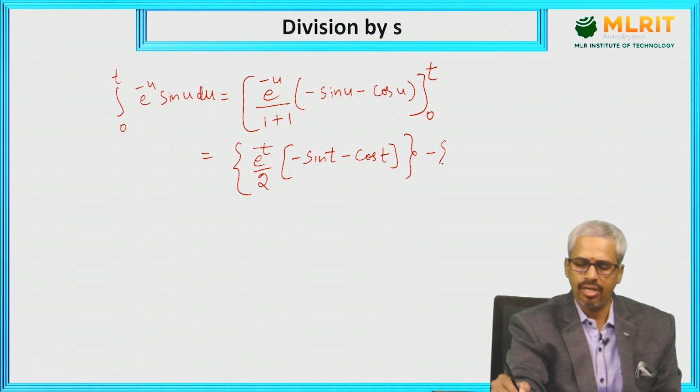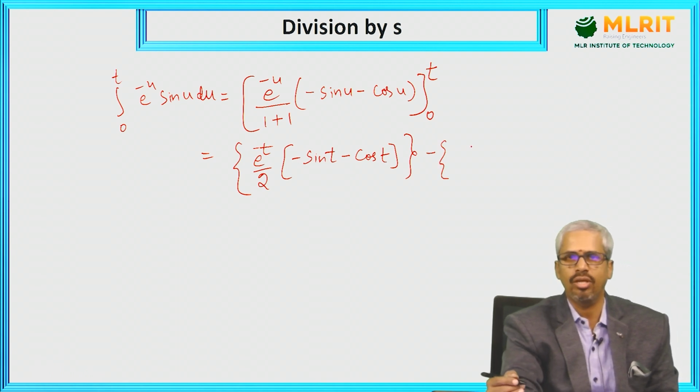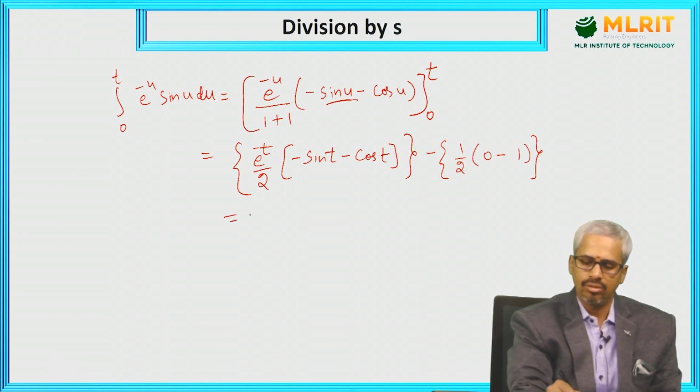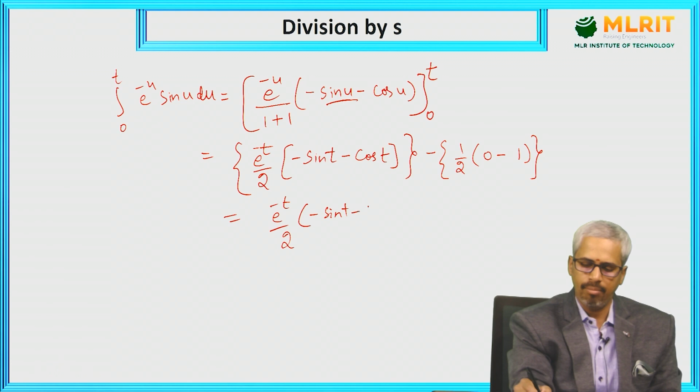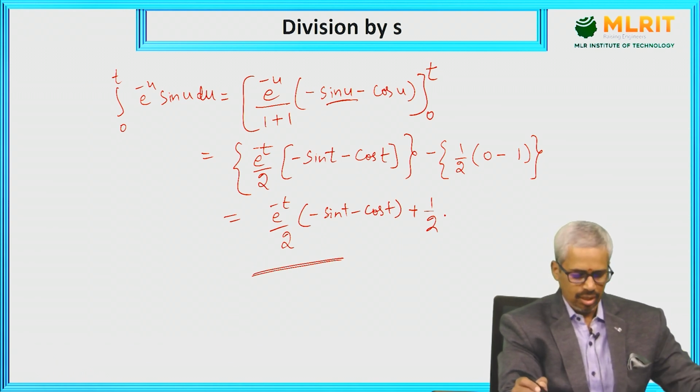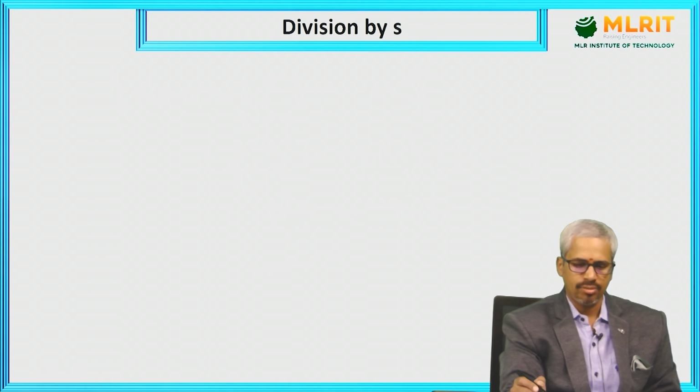Minus lower limit, in place of u, we substitute 0. e power 0 is 1. So, 1 upon 2. What is sin 0? 0. Cos 0 is 1. So, e power minus t by 2 into (minus sin t minus cos t), minus of minus plus, so 1 by 2. So, this is how we find the division by s. Let us see one more problem on this.